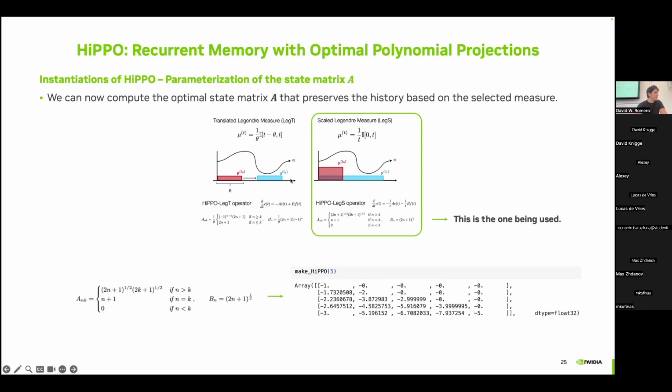And so if we define, for instance, this windowed thing, we're going to have a different solution to this ODE, and so the matrix A would look slightly different. But I'm only showing you this one because this is the one that works best, and also, if you think about it, it's the one that makes the most sense, right? You would like to preserve your whole history and not only your recent history in the most general setting.